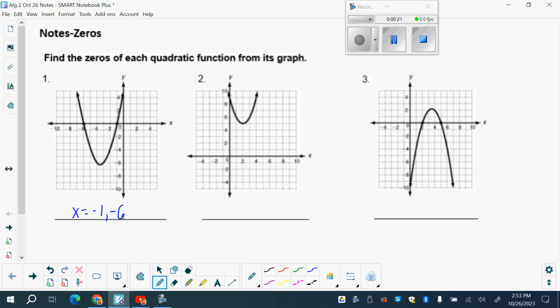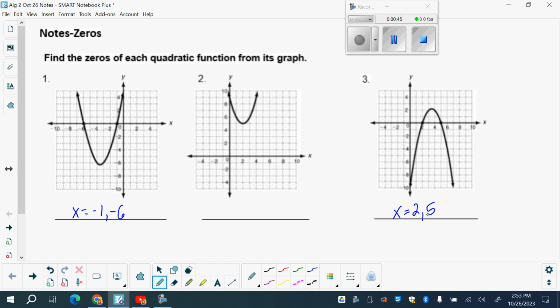So -1 and -6 is where the graph crosses what? The x-axis. Good. So those are zeros. So let's skip to this one. What would the zeros for this one be? Number 3. X is equal to 2 and 5.